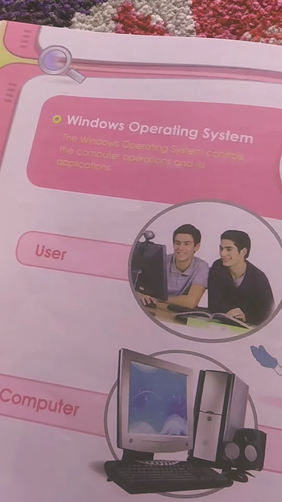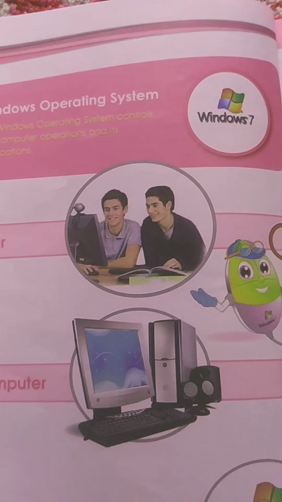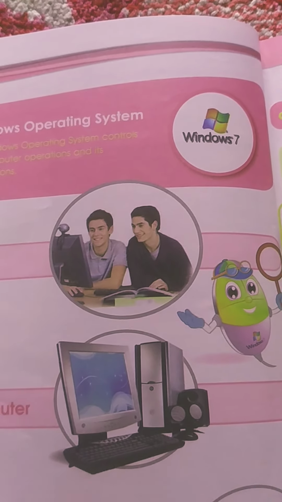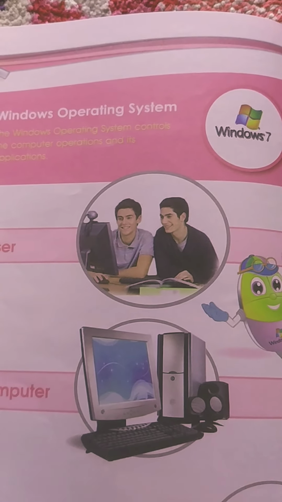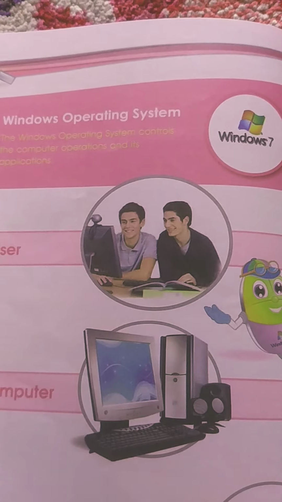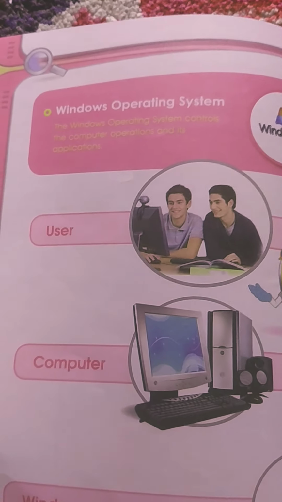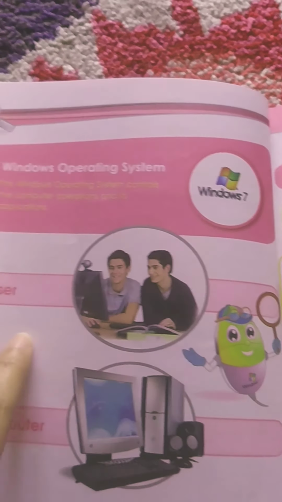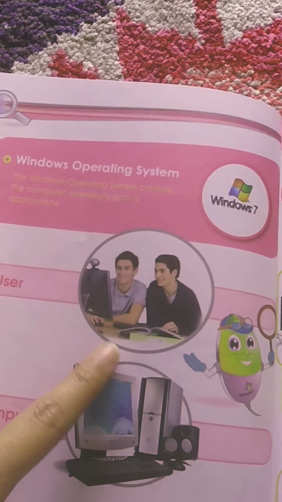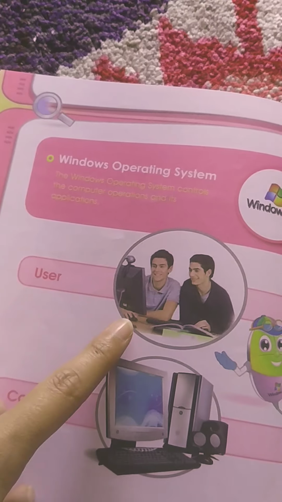Here we have the Windows operating system. We're going to talk about the Windows operating system. The Windows operating system controls the computer operations and its applications. It controls and manages everything in the computer. So here in this picture, these are the users. They are the people who use the computer.